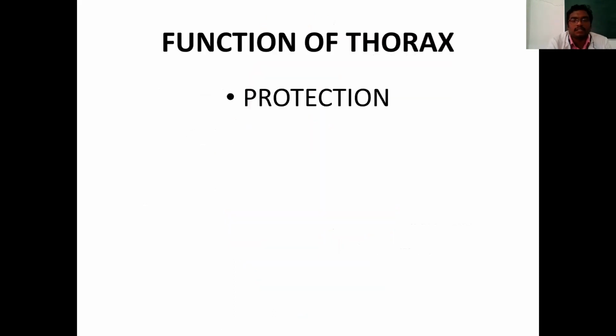What are the functions of the thorax? First thing, it helps in protection, as we have already seen. It helps in the protection of your vital organs, especially your lung and the heart. The heart is an important organ which is going to pump blood towards all parts of your body, especially to your head and neck, and then towards your lower limb. If the heart fails, the person is dead. Like that, if your lung fails, then the person is also dead. So these two vital organs are being protected by your thoracic cage.